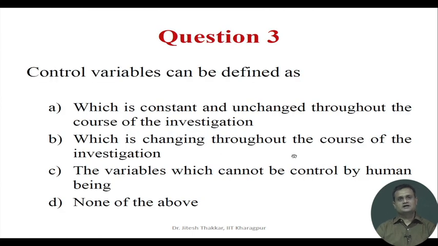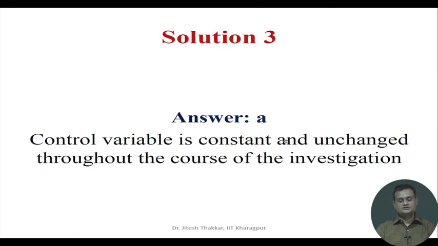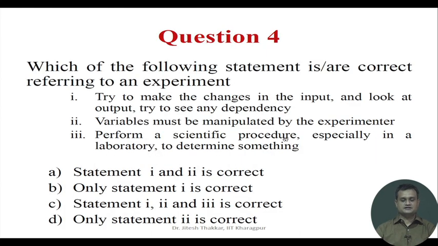Question 3, control variables can be defined as A, which is constant and unchanged throughout the course of the investigation, B, which is changing throughout the course of the investigation, C, the variables which cannot be controlled by human being, and D, none of the above. So, the correct answer is A, control variable is constant and unchanged throughout the course of the investigation.